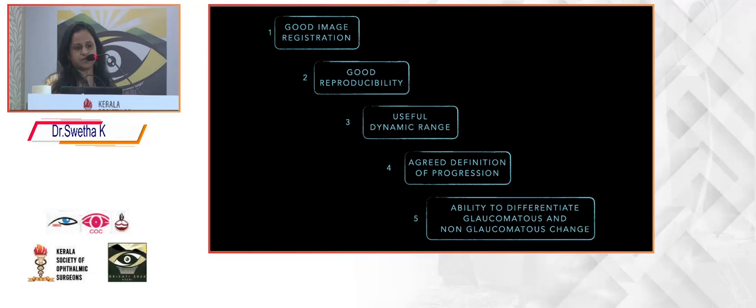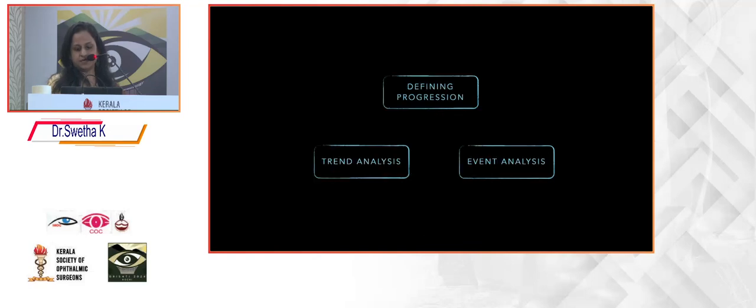We all know that visual fields are used for progression analysis, but the recent OCTs which have come are giving us more insights into the optic nerve head and RNFL changes and even the macula changes, which can detect even earlier.